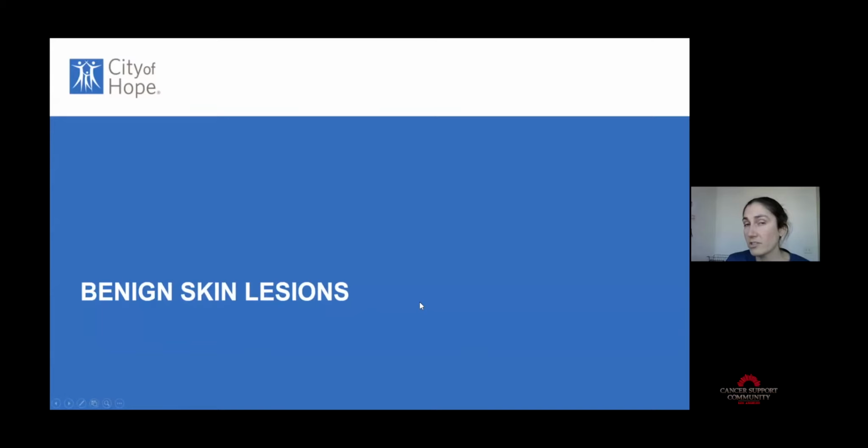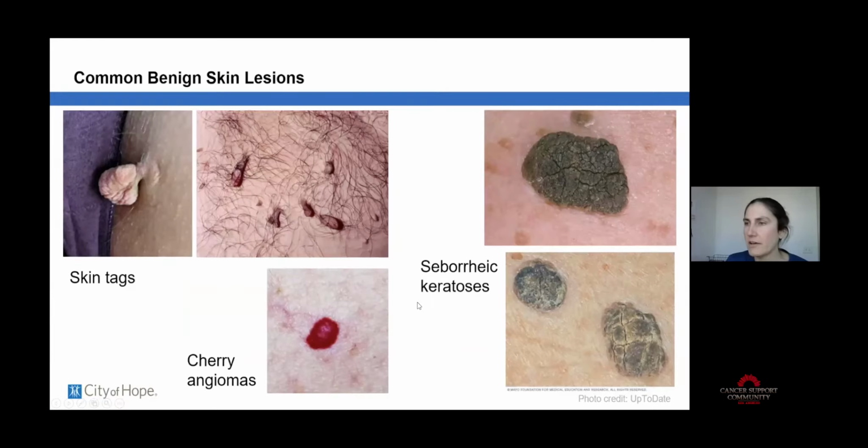And there are also some common benign skin lesions that you may see on your body.